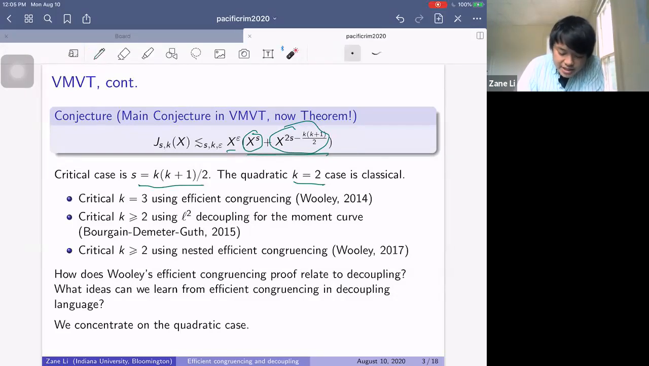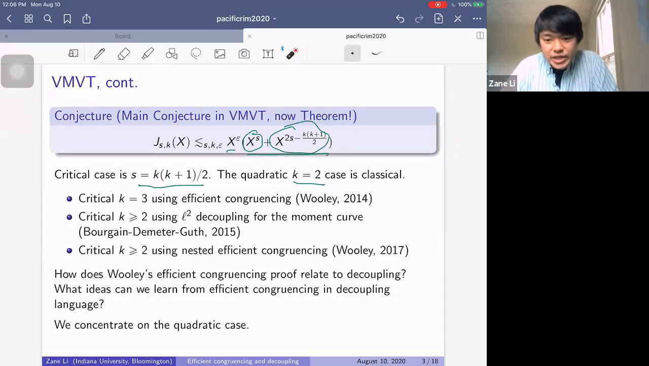The critical k equals 3 case was proven using the method of efficient congruencing by Wooley in 2014. This is a very number theoretic argument, and the critical k bigger than or equal to 2 case was proved using L2 decoupling for the moment curve, which is quite harmonic analysis. And in 2017, Wooley used his efficient congruencing method to also give a proof of Vinogradov's mean value theorem for the critical k bigger than or equal to 2 case. So there are 2 proofs, one using a lot of number theory, one using a lot of harmonic analysis. The overarching question I'm going to try to answer here is, how do they relate to each other? In particular, what can we learn from efficient congruencing in this decoupling language?